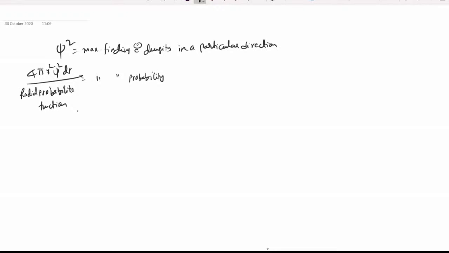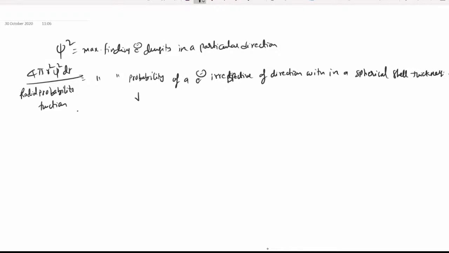Past 2 days' notes, I will also send to you today. It is the probability of an electron, irrespective of direction, within a spherical shell of thickness dr from a distance r from the nucleus. That is the difference between psi square versus 4 pi r square psi square dr.